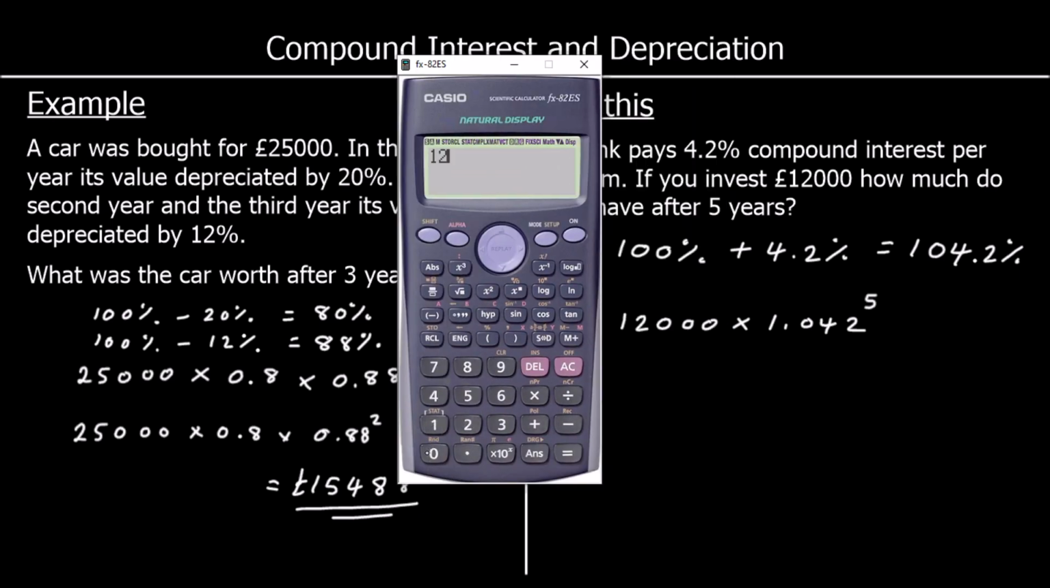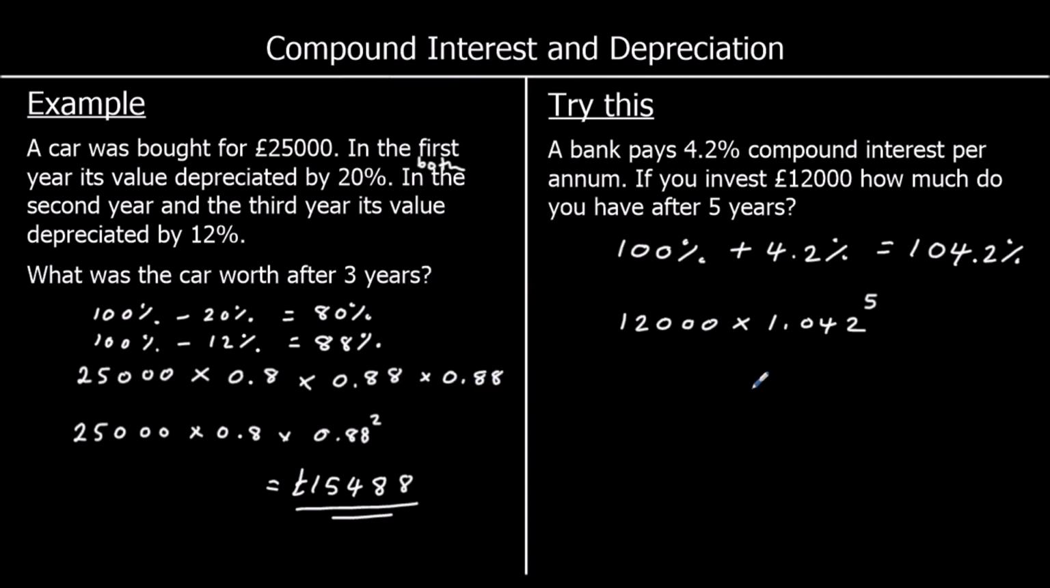So £12,000 times 1.042 to the power of 5. So it's money, so we're going to give our answer to 2 decimal places. So I've got £14,740.76.